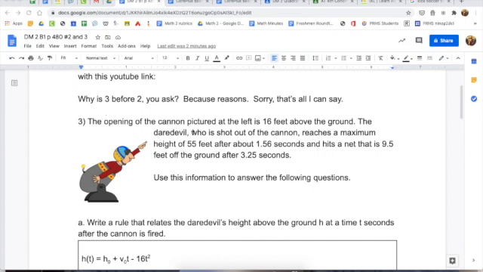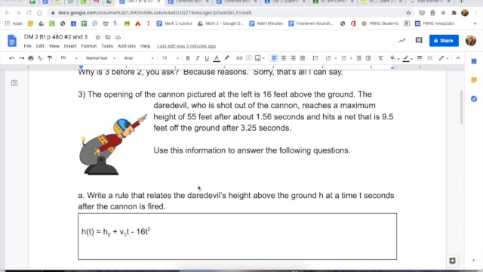The opening of the cannon pictured at the left is 16 feet above the ground. The daredevil, who is shot out of the cannon, reaches a maximum height of 55 feet after about 1.56 seconds and hits a net that is 9.5 feet off the ground after 3.25 seconds. Use this information to answer the following questions.